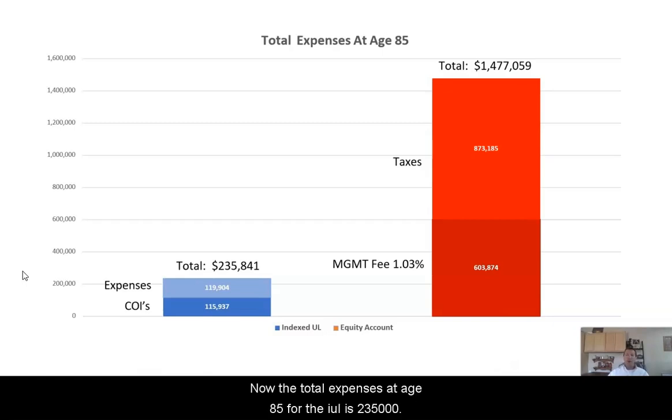Now, the total expenses at age 85 for the IUL is $235,000. Now, if we break that down, roughly half of those were administration or expenses, and the other half were COIs, or the cost of insurance, which is used to pay for a life insurance death benefit for you and your family.